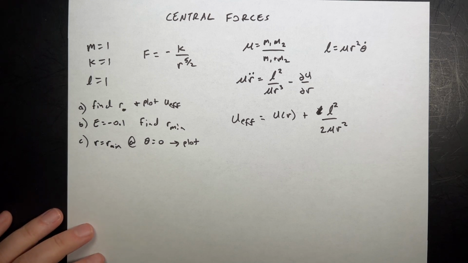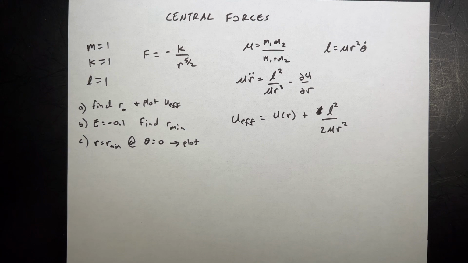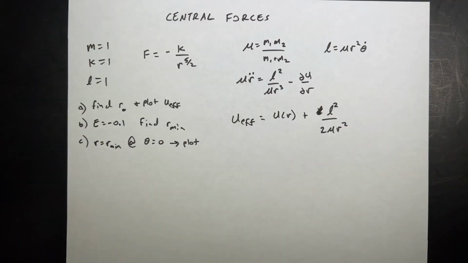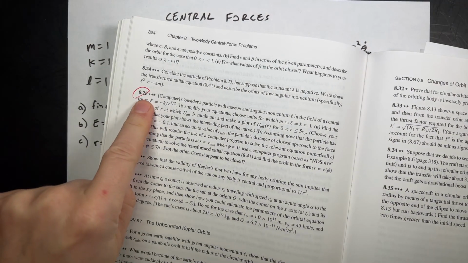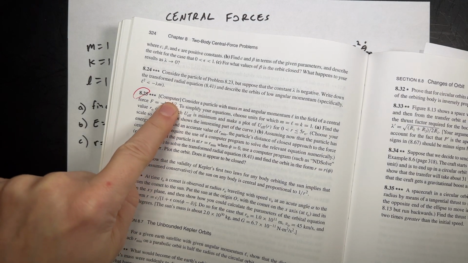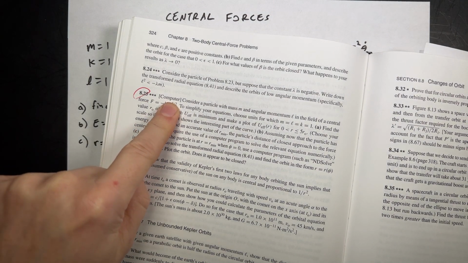I want to do something slightly different. I'm going to explicitly solve this problem from this book. Okay, so I'm going to solve problem number 25. It's a computational problem. I think that's really nice because there's no one way to solve it. You could do a whole bunch of different methods computationally.